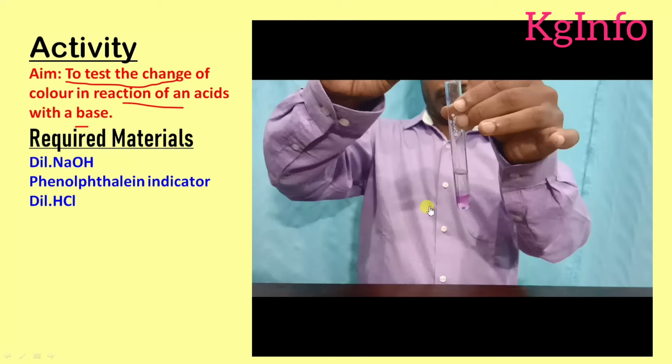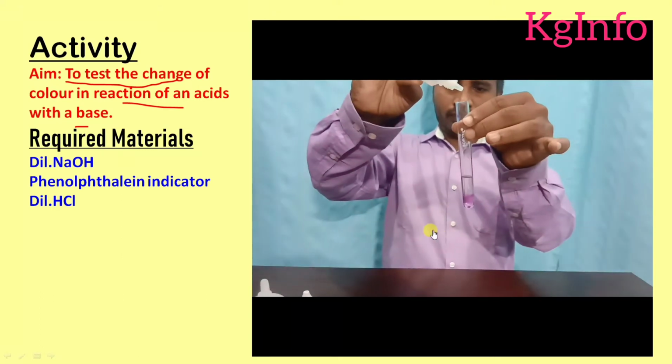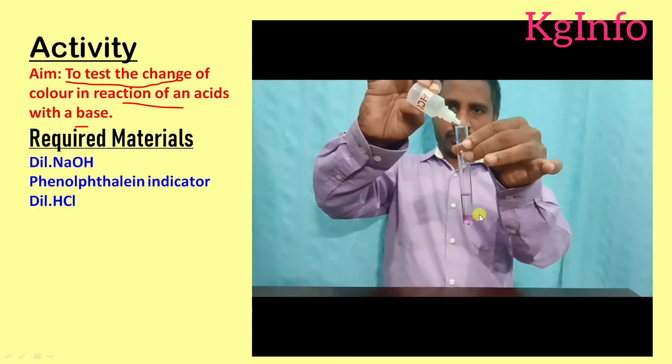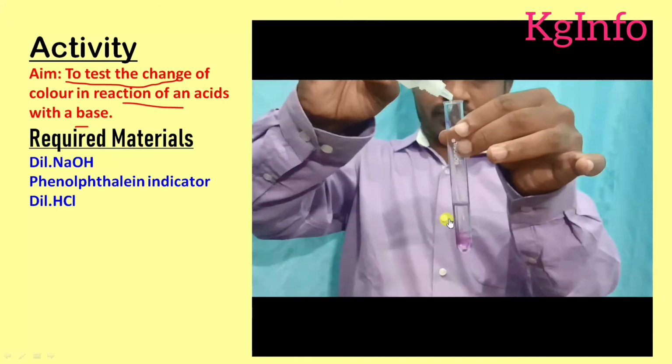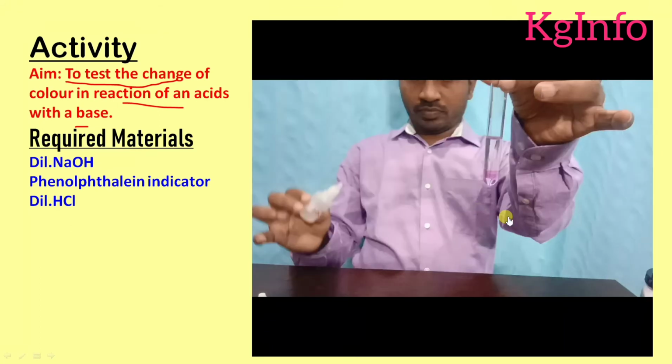Children, have you observed that? Here the pink color has disappeared, and the solution becomes colorless. So children, what do you observe here? Is there any change of color of the solution? Yes, the color of the solution gradually disappears and a colorless solution is formed by adding the dilute hydrochloric acid drop by drop.